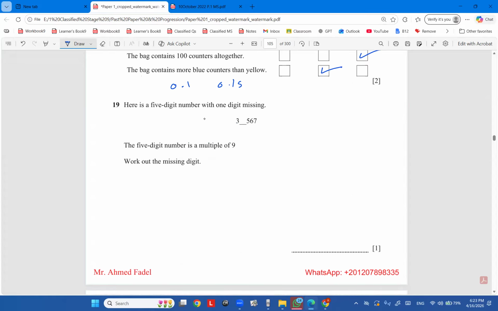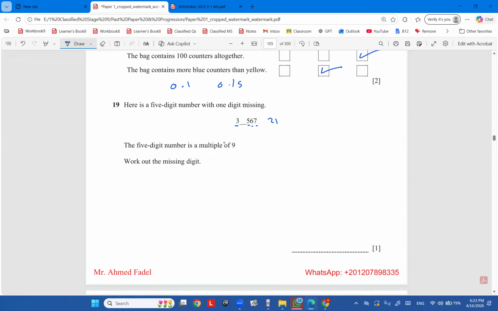Here is a 5-digit number with one digit missing. The 5-digit number is a multiple of 9. So I need to add the digits up and the sum must be a multiple of 9. 3 plus 5 is 8. 8 plus 6 is 14. 14 plus 7 is going to give you 21.